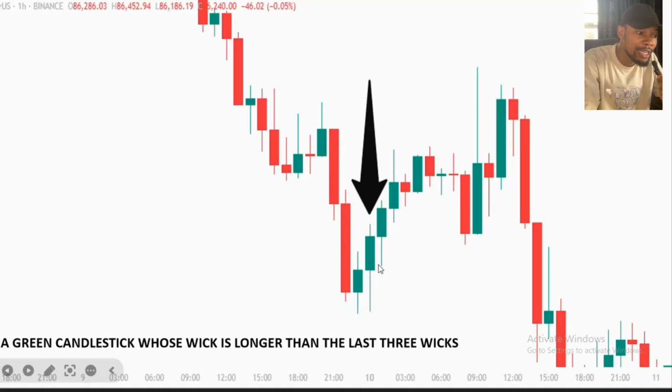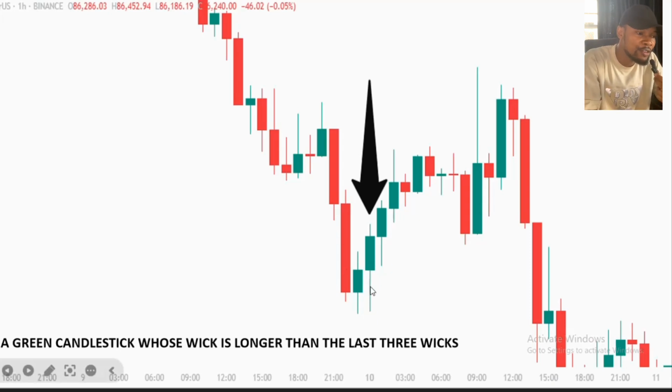Okay, it must be a green candle, and the wick must be longer than the last 3 weeks, which means one, 2, 3. Then we can enter into an uptrend. It means that is a sign for an uptrend. All right. Now, you have to be very careful, tell yourself the truth, and make sure you check out for a wick that is so long, longer than the last three.